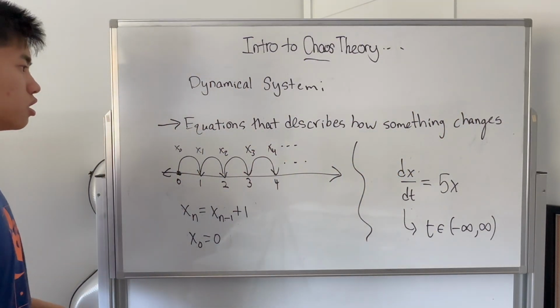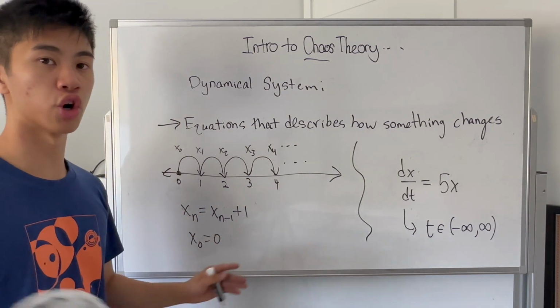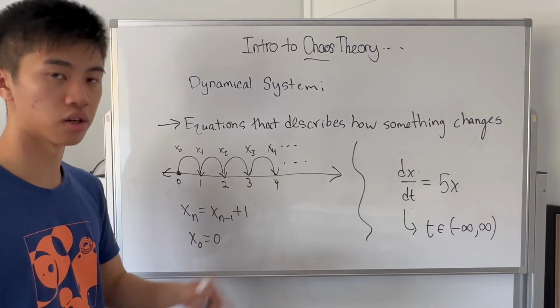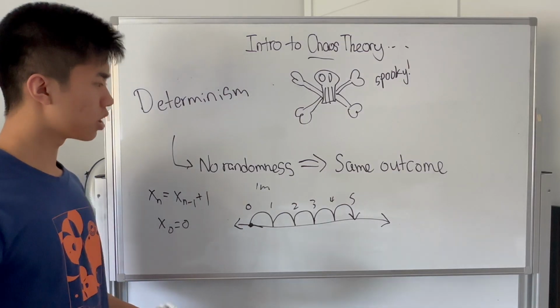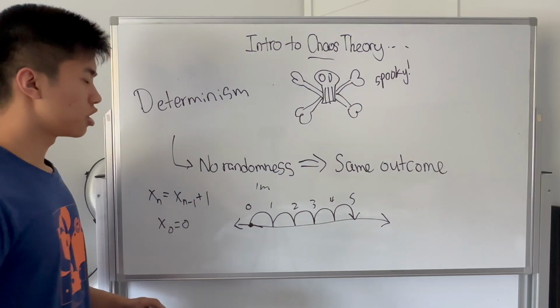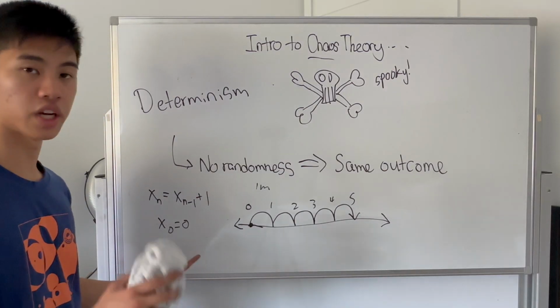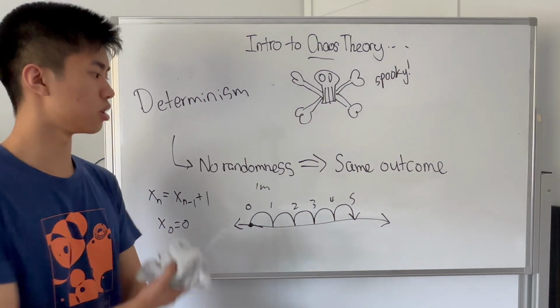Okay, great. So now that we covered what a dynamical system is, we can talk about what a deterministic dynamical system is, which, by the way, both of these examples are. What is a deterministic dynamical system? Well, it's a system where there is 0 randomness, which means that if you pick the same initial condition, run it 100 times, you'll get the same outcome every single time.